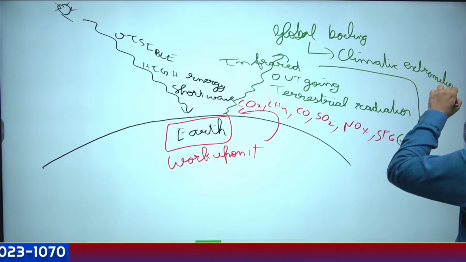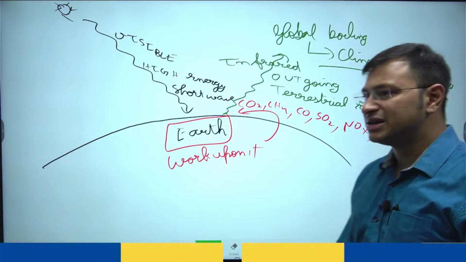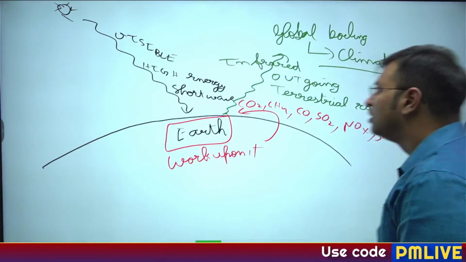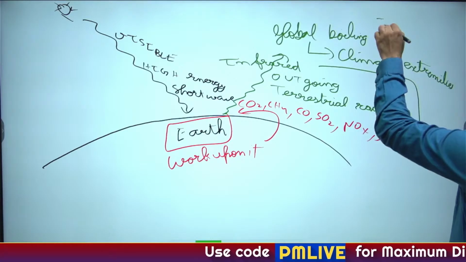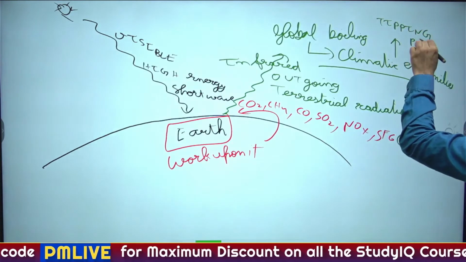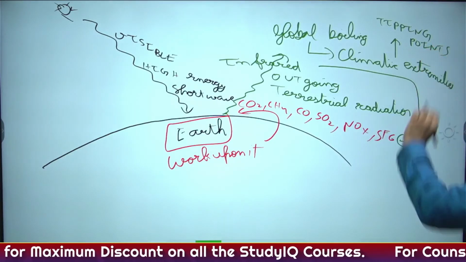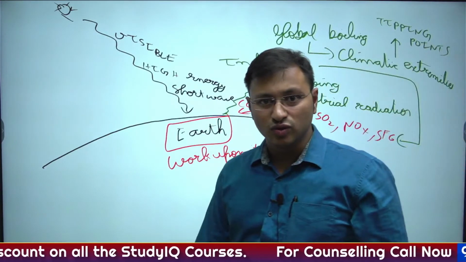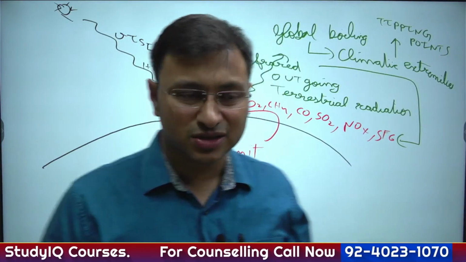This is going to result in what? This results in climatic extremities. We call them climatic tipping points. So this is where you now incorporate current affairs into your concepts.